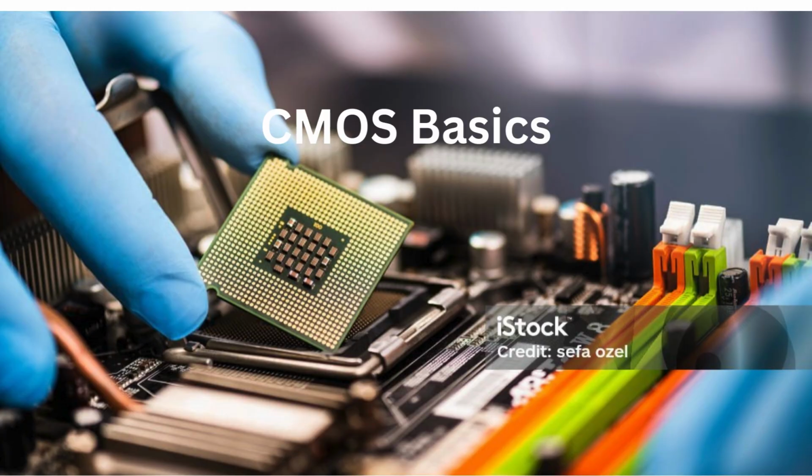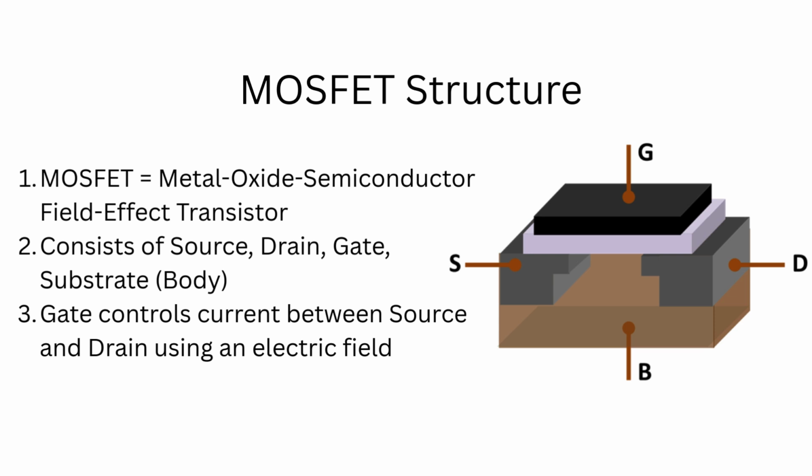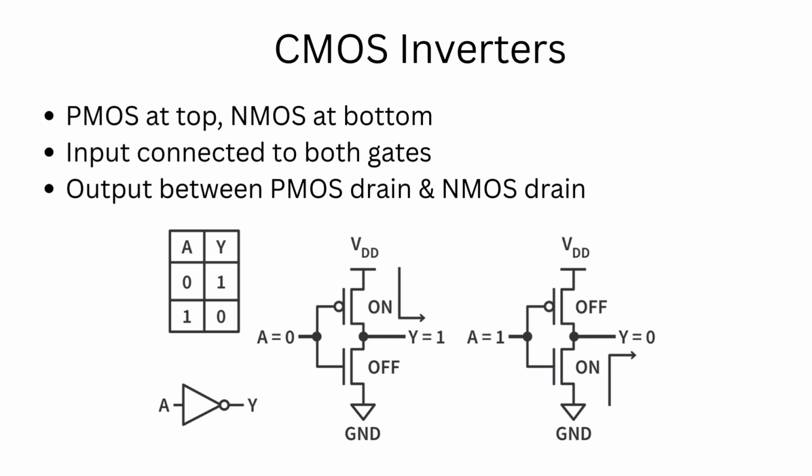CMOS Basics. At the heart of every modern chip is CMOS technology. CMOS means complementary MOS. It uses two types of transistors together, PMOS and NMOS. MOSFET stands for metal oxide semiconductor field effect transistor. It consists of source, drain, gate, and substrate. The gate controls the current between source and drain.